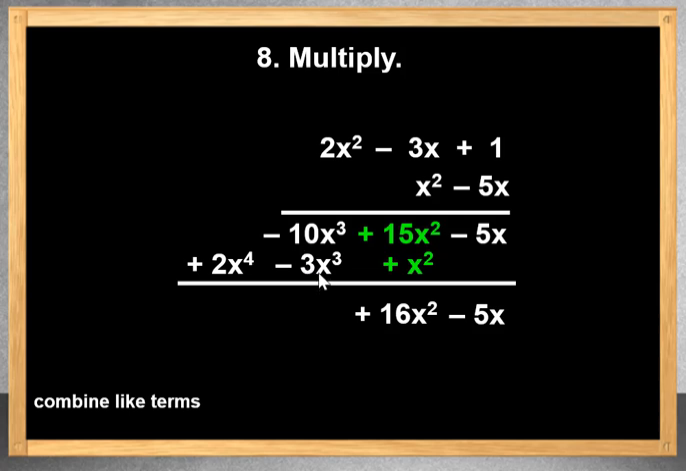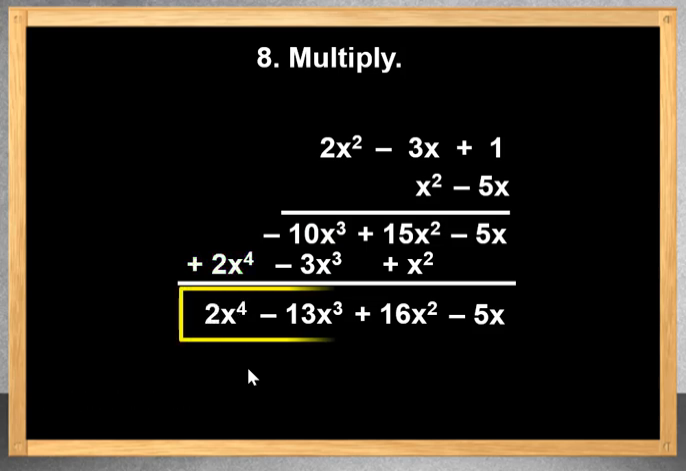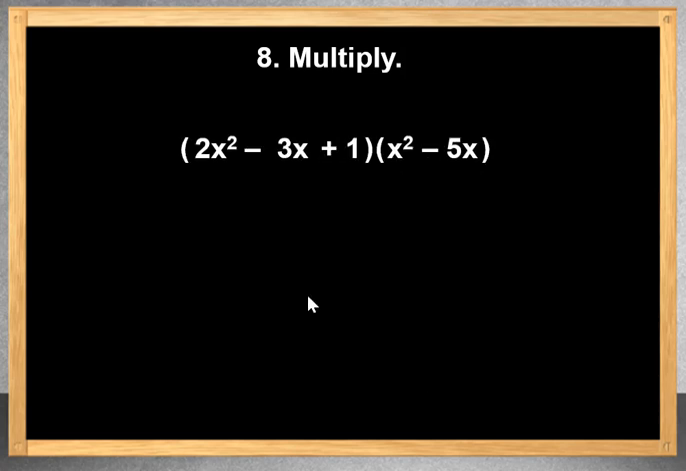These are both negatives, so your answer would be negative 13x to the third power, or you could write it as minus 13x to the third power, and then 2x to the fourth. And there's our answer. Okay, now if you don't like writing it in a traditional manner here like this, you could write it out horizontally.